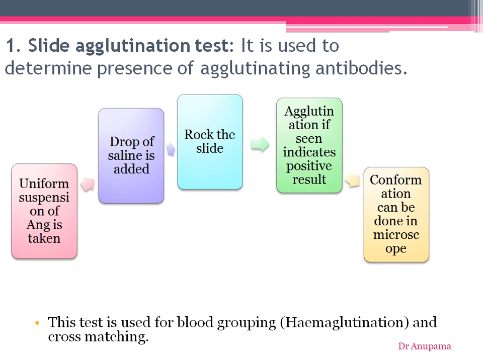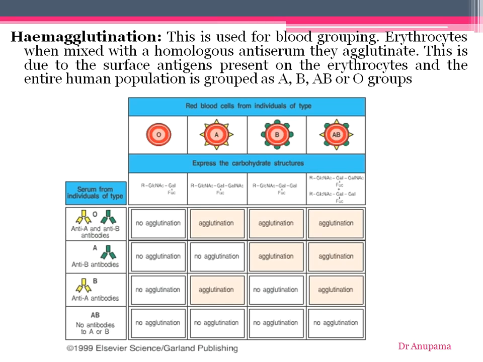This test is done for blood agglutination, that is hemagglutination, and even for cross-matching. The most important slide agglutination test is the hemagglutination test, which is used for determining blood groups. Erythrocytes, when mixed with a homologous anti-serum, agglutinate, and this is because of the surface antigens which are present on the erythrocytes. We humans are classified into 4 groups based upon the surface antigens. We have O blood group, A blood group, B blood group, and AB blood group.